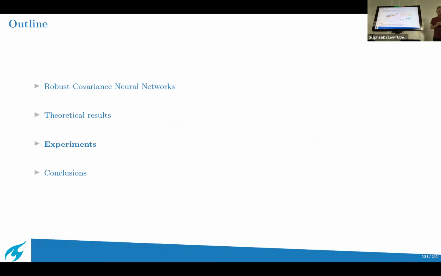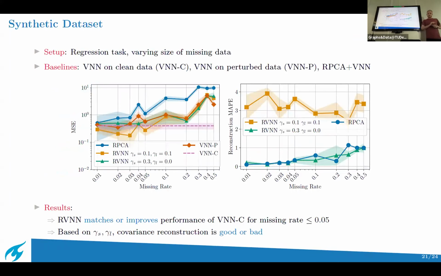So as for experiments, I have some synthetic results where first I generate a regression task. I have my data matrix, I generate my regression tasks, and then I set some observations of this data matrix to 0. And I do this for an increasing percentage of missing values, and I see how the performance of different models changes.